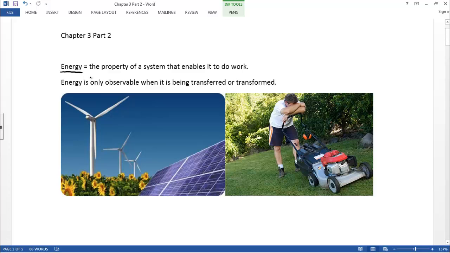If you're trying to look at an object and detect how much energy it has, it's only observable when it's being transferred or transformed. So we can't see energy unless it's being moved from one place to another. For example, the wind energy turning these turbines, that we can see happen. That's energy being moved from the motion of the air into the motion of the blades.